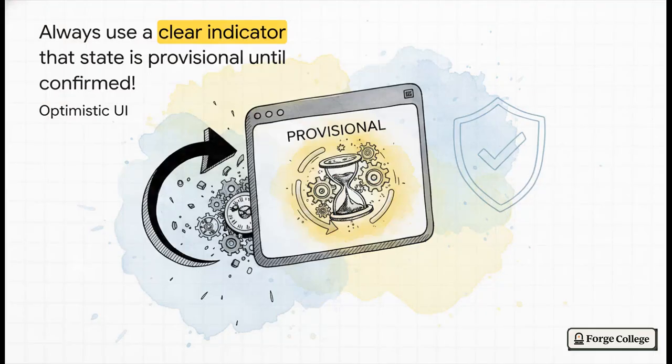But there is a catch here. If you are going to be optimistic, you must follow the golden rule of optimism. Always use a clear visual indicator that the state is provisional until it is actually confirmed. If the blockchain eventually says nope and the transaction fails, you absolutely must be able to roll those changes back. Just mark it with a little loading icon or a subtle pending tag, just so the user knows it's not set in stone quite yet.